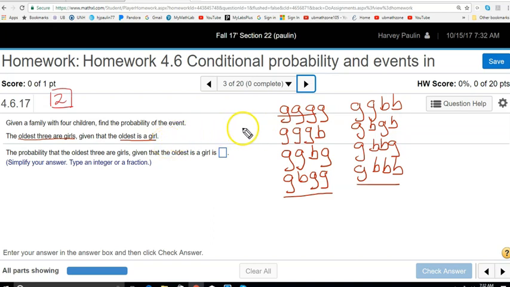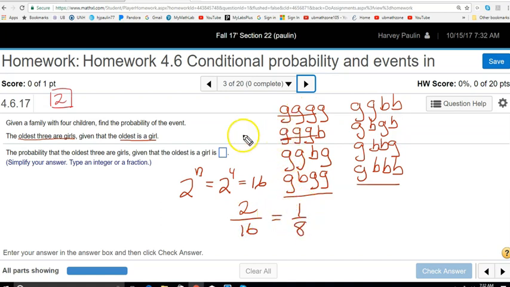Now, it doesn't say what the 4th one has to be. Here, the oldest is a girl, and the oldest 3 are girls. That's the only one that's like this. So out of a total of 2 to the n power, which there are 4 events here, 2 to the 4th is 16, as we had mentioned before. This will then be 2 out of 16, or 1 out of 8, that this would occur.